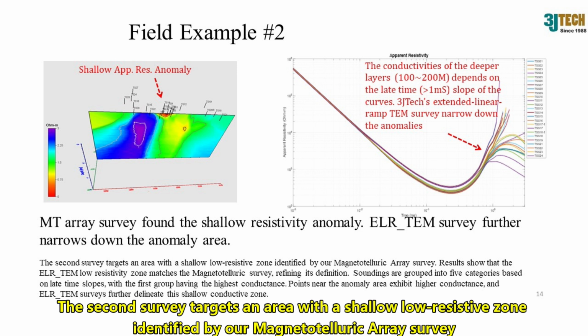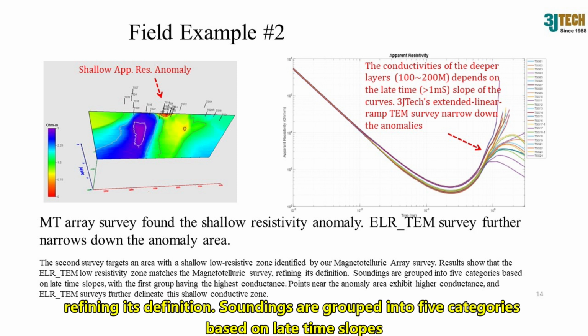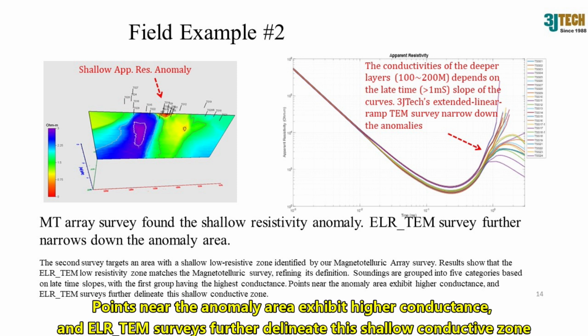The second survey targets an area with a shallow low-resistive zone identified by our magnetotelluric array survey. Results show that the ELR_TEM low-resistivity zone matches the magnetotelluric survey, refining its definition. Soundings are grouped into 5 categories based on late-time slopes, with the first group having the highest conductance. Points near the anomaly area exhibit higher conductance, and ELR_TEM surveys further delineate this shallow conductive zone.